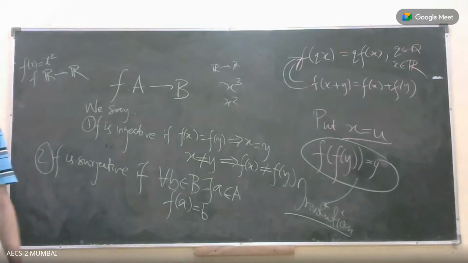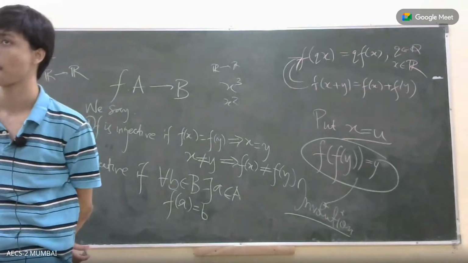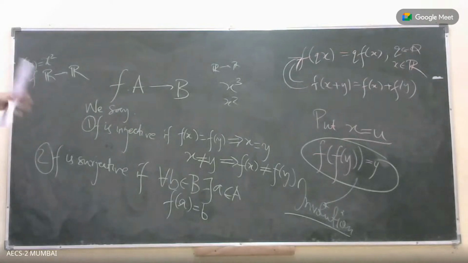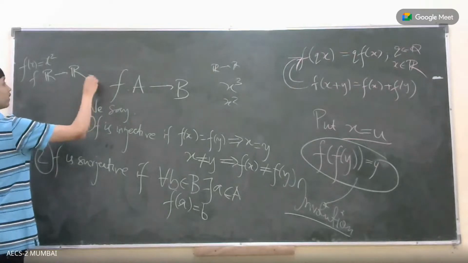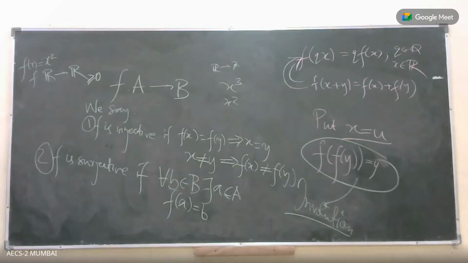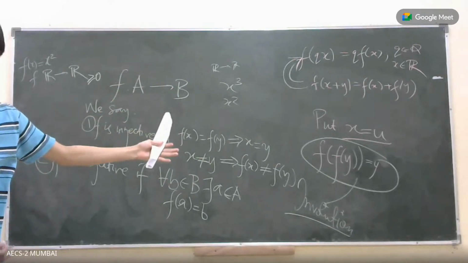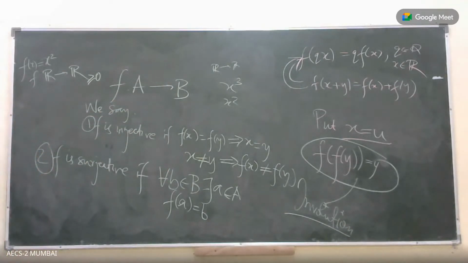Is this surjective? A function from R to R where x is mapped to x square. Is this surjective? Not surjective. Why not? Because negative numbers can't happen. Because there is no real number whose square is minus 1, right? This is not surjective. f from R to R greater than or equal to 0, f(x) equal to x square. Is this surjective? Why? Because every positive real number has something which is the square.